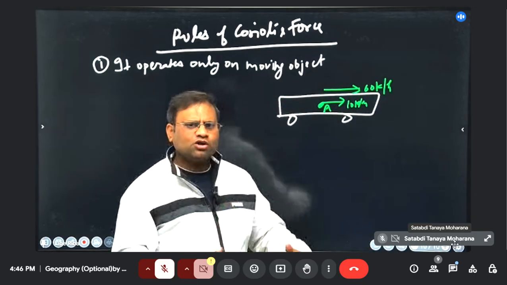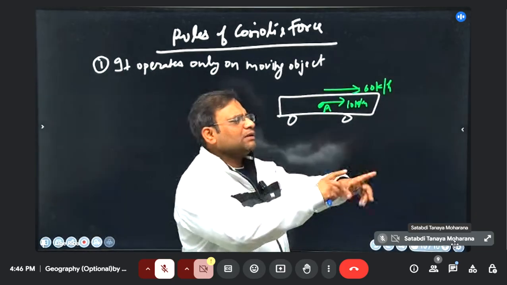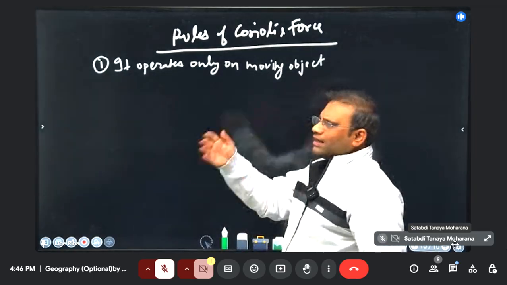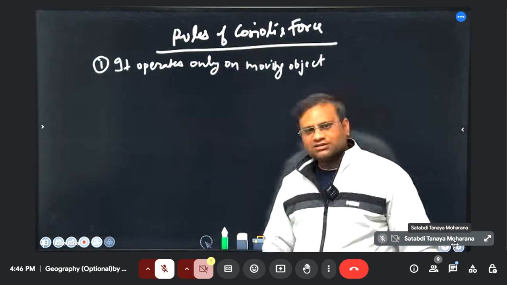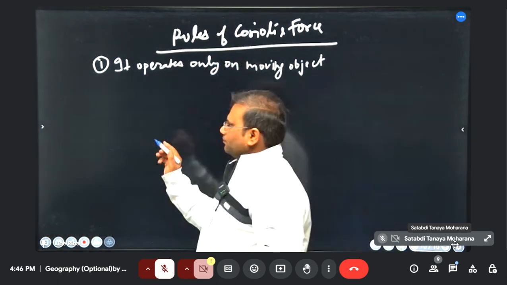In mathematics, we solve questions like: two trains are approaching, what is the relative speed? Two trains are moving in the same direction, what is the relative speed? So if you move on the moving Earth, then relative motion comes into existence. That is Coriolis. So it operates only on moving objects, zero on stationary objects.